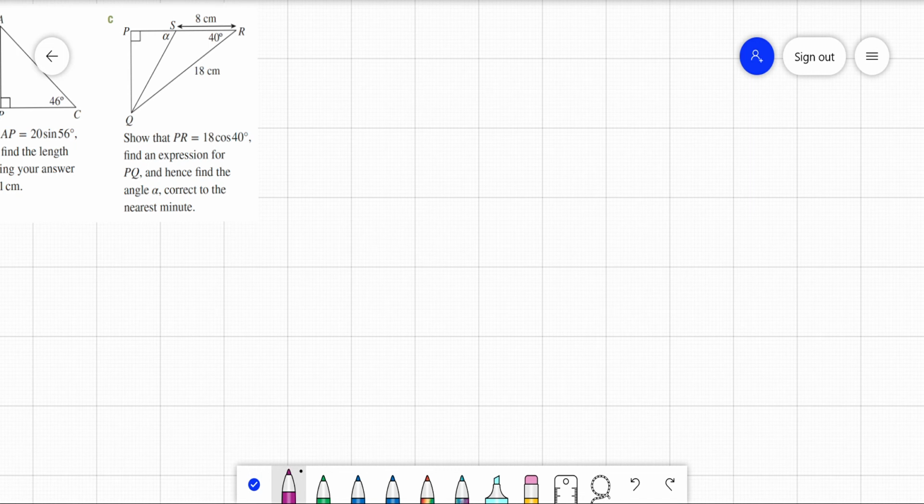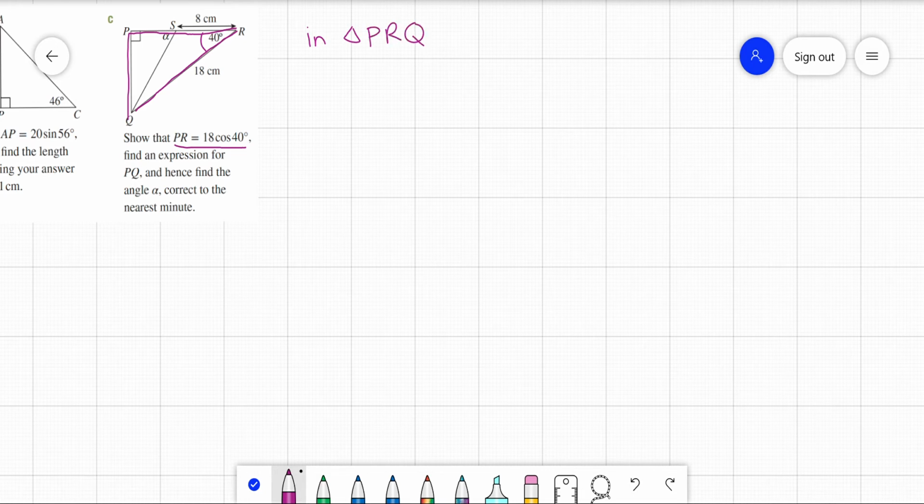All right, we're looking at C this time. So it does say, first of all, we take our hints. It says, show that PR is 18 cos 40. So I know I'm using the 40 and the 18 here. And I'm interested in PR, which is along there. So you can see I'm in triangle PRQ.